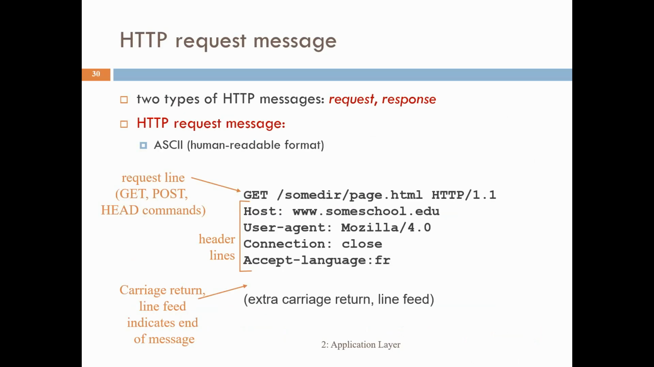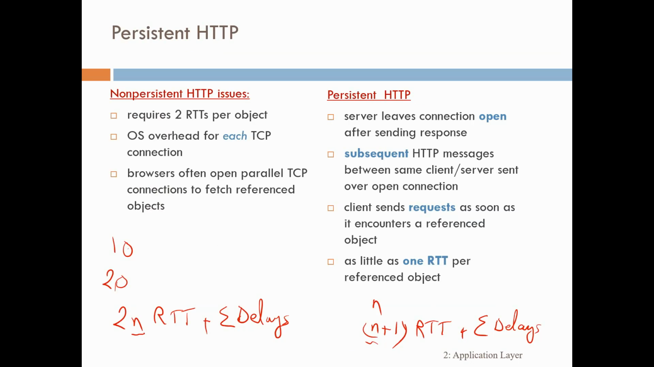Before we proceed, there is something else that also saves delay in persistent HTTP. By the way, persistent HTTP was used starting with HTTP 1.1. There is something else that you will see in the tutorials, which is called pipelining. Basically, what we have been saying so far is that you open a TCP connection, send a request and receive a response, send an HTTP request and receive a response, and so on.